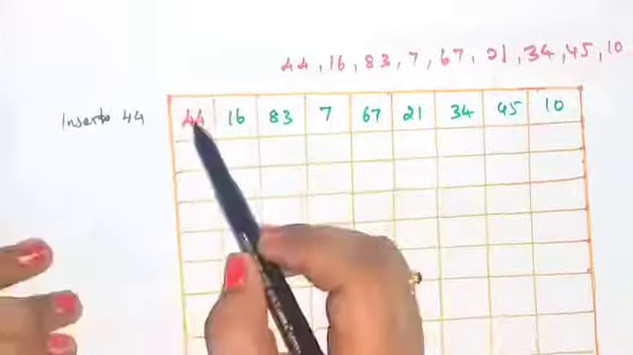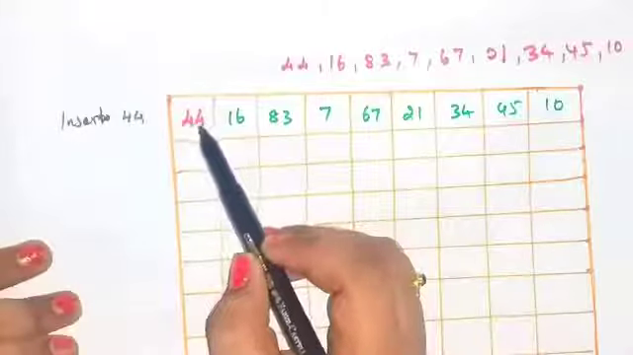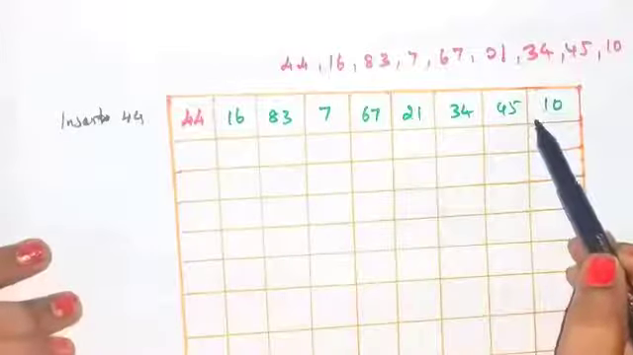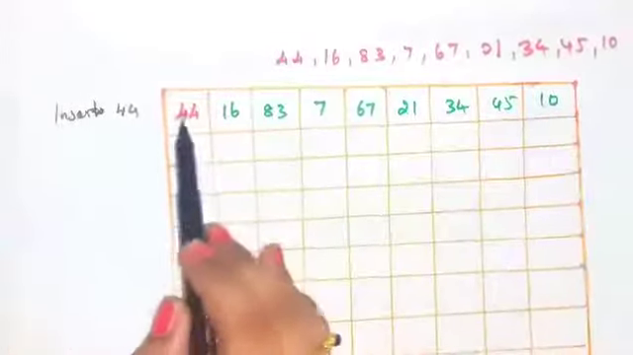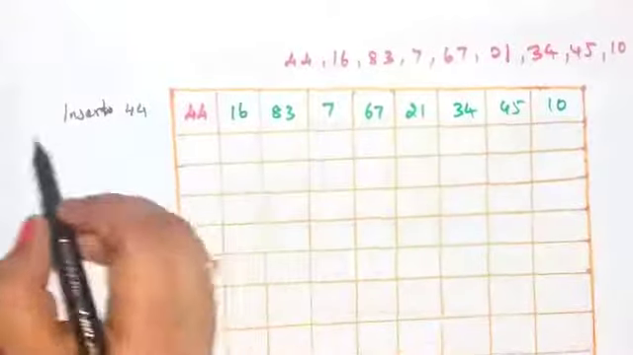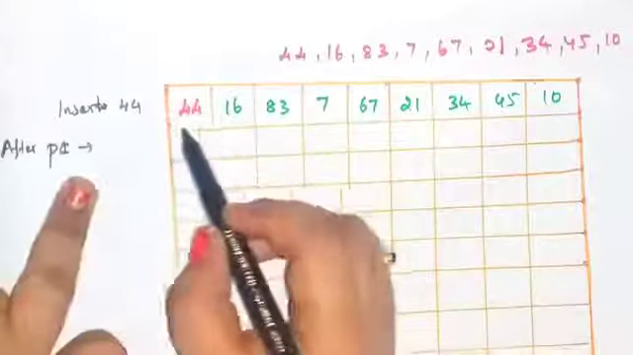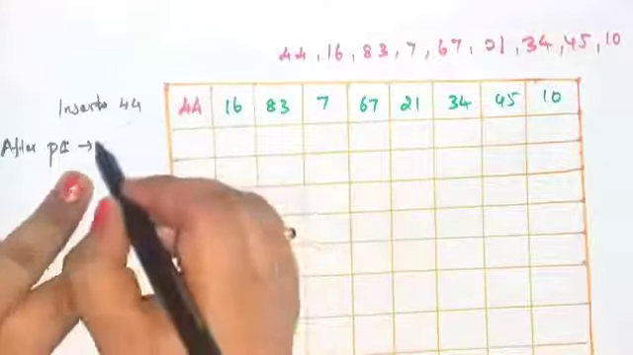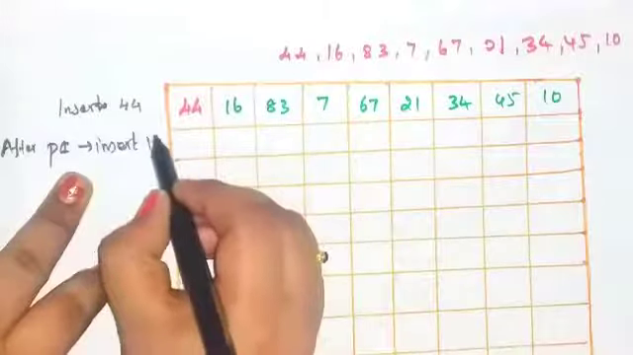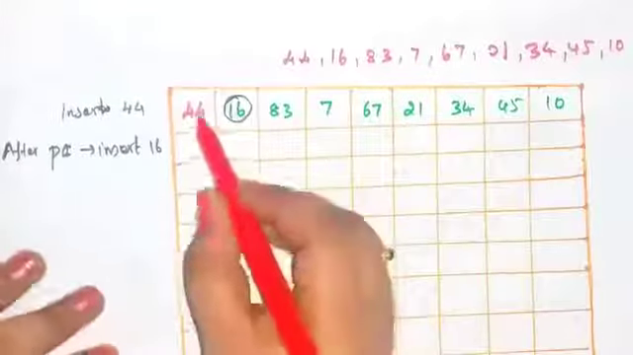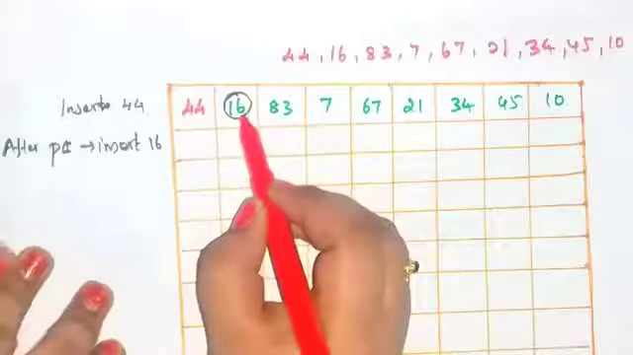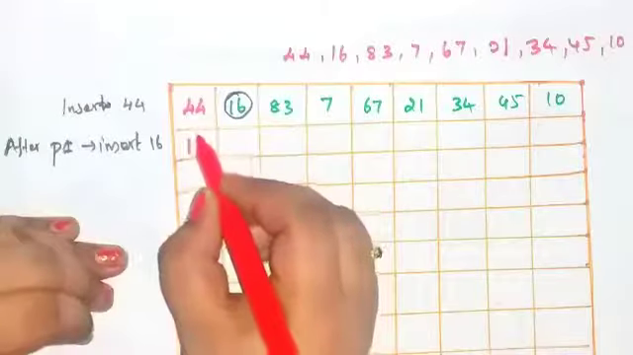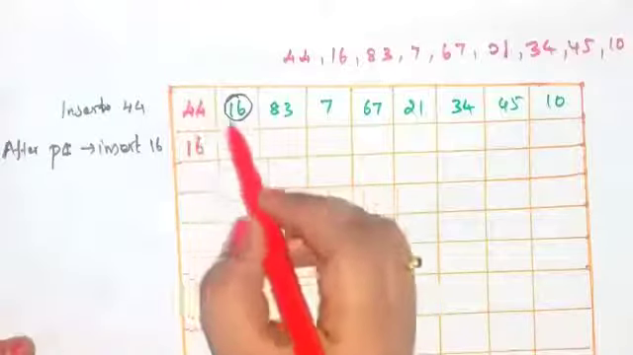Let us assume these red colored elements are the sorted subarray and these green colored elements are the unsorted subarray. So this is sorted, this is unsorted. After pass 1, you have to insert the second element. What is the second element? 16. So insert 16. Compare 44 and 16. Which one is greater? 44 is greater. This is the smallest value. So you have to write this 16 here and shift this element here.